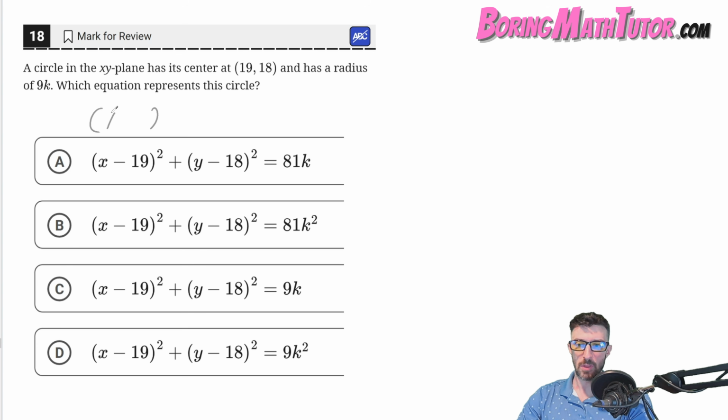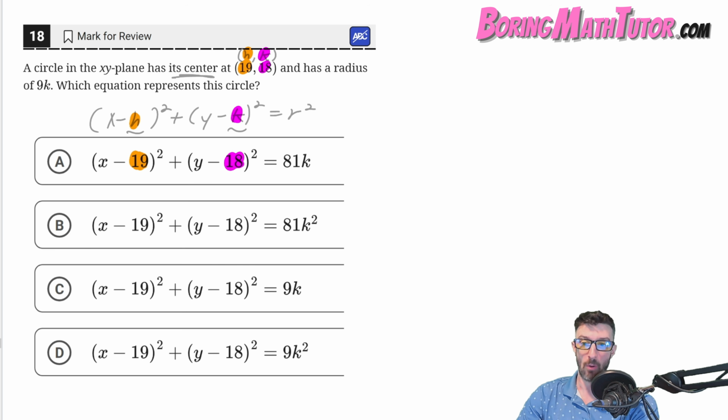For this one, you got to know the equation of a circle. And the equation of a circle is always (x minus h) squared plus (y minus k) squared equals r squared, where the h and the k are the x and y coordinates of the center. So what that means is that h should be 19, and looks like that's happening in A. And k should be 18. That's also happening in A. Now, not only is it happening in A, it's actually happening in all of them, right?